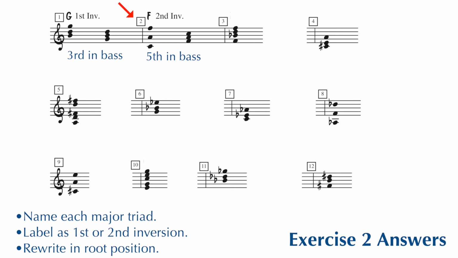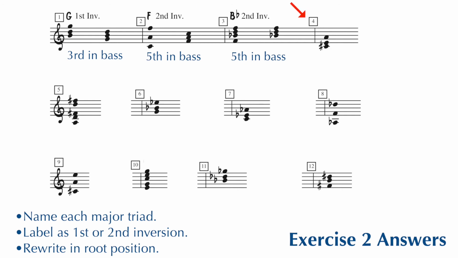Number 3, we have a doubled note. We have an F at the bottom and an F at the top. If I eliminate the F at the bottom, I'm left with B flat, D, F, nice and neatly stacked on top of each other. So this is a B flat major chord, originally in second inversion because the F, the fifth of the chord, was in the bass.